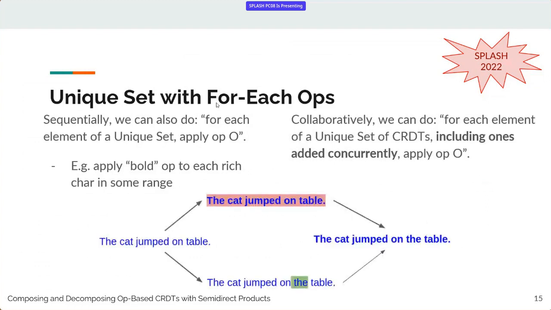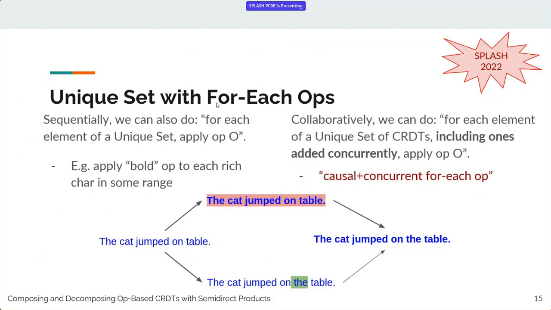So here maybe we start with the sentence, the cat jumped on table. On the top, Alice wants to make it bold. On the bottom, Bob is fixing the typo by adding the word the. So they're both doing these operations concurrently, maybe with a second of network latency. Later they sync up. We'd really like the result to be that the whole thing is bold, including the new word the, otherwise it would stand out kind of awkwardly. So that's what you can do with one of these for each operations. You say for each character in the range, including these new ones that were added concurrently, make it bold.